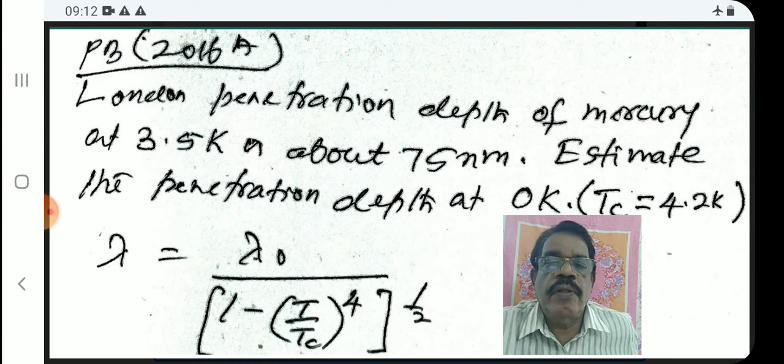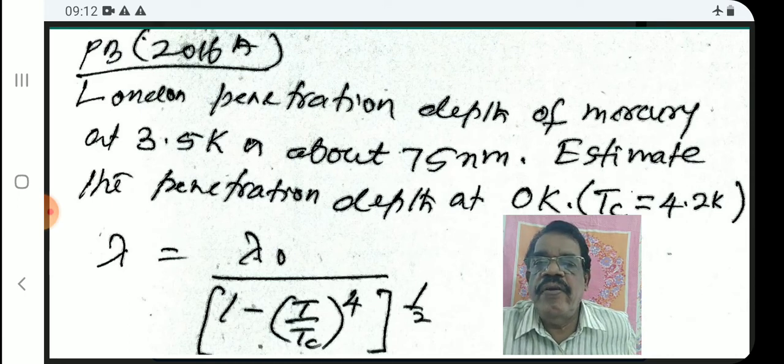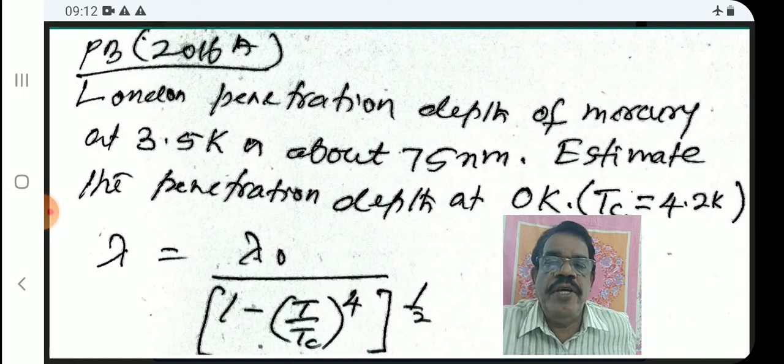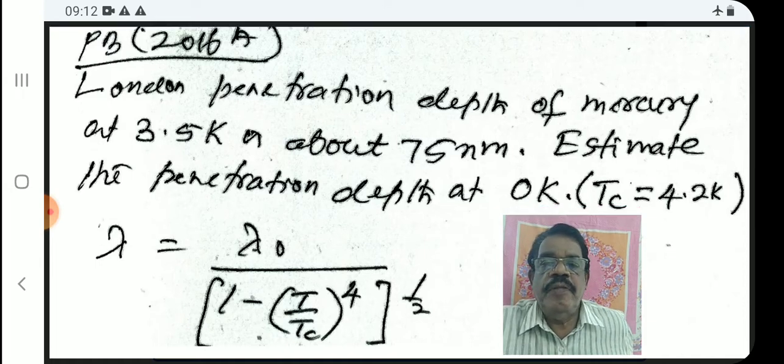This is the 2016 problem. London penetration depth of mercury at 3.5 K is about 75 nanometer. Estimate the penetration depth at 0 K.